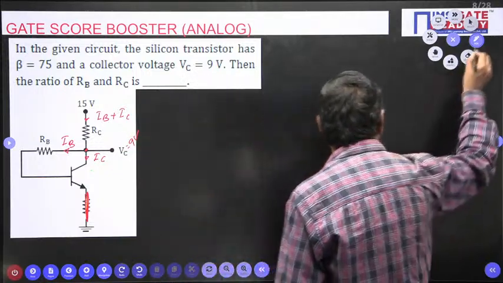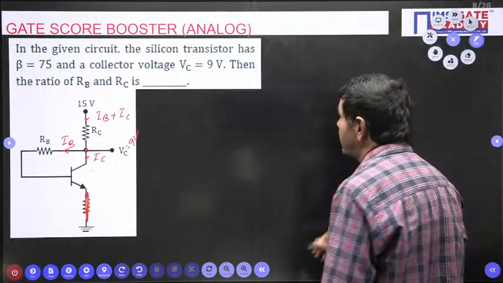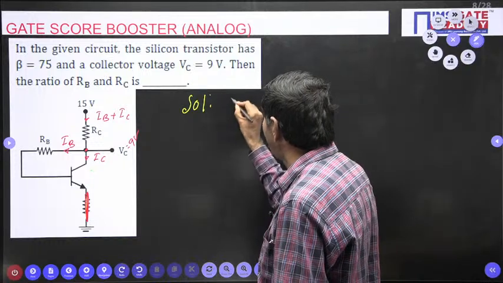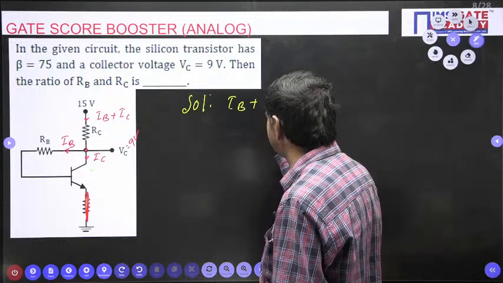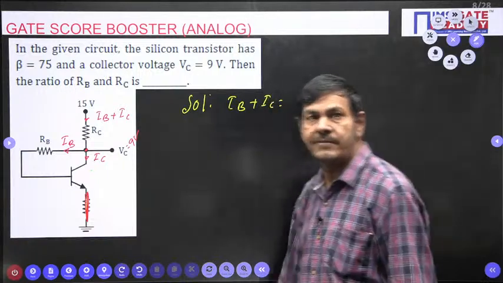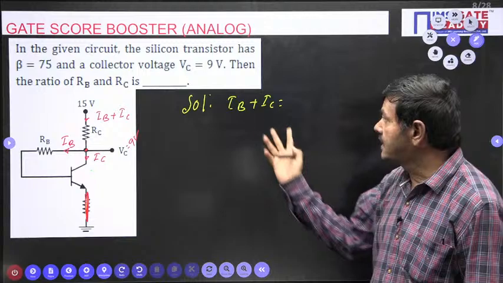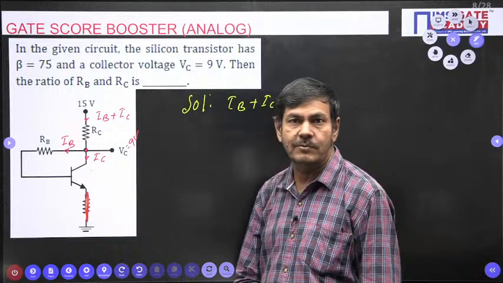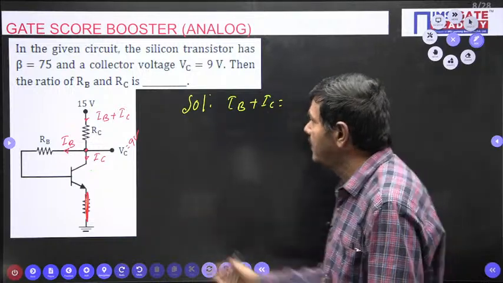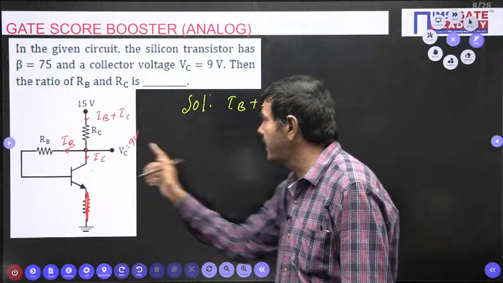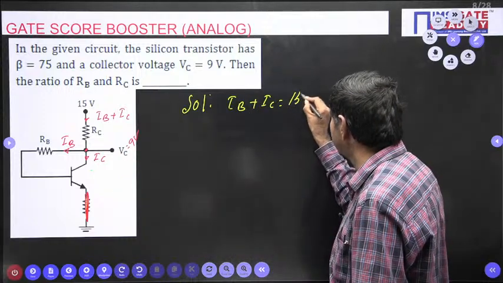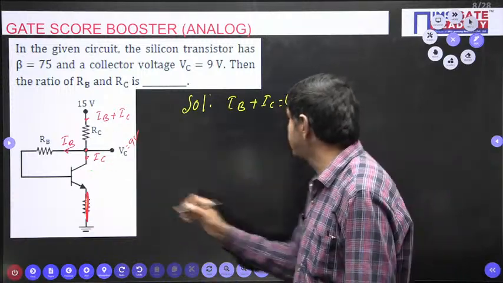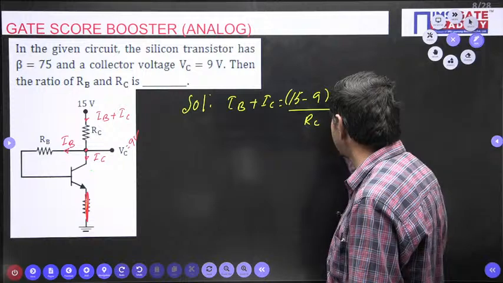What I wish to say, from the given problem, I wish to find what is IB plus IC. This value I would like to find. This current is nothing but the current across RC. Voltage across RC by RC only is required. We can determine it. Voltage across RC is nothing but 15 minus 9, divided by RC. By RC I can write now.